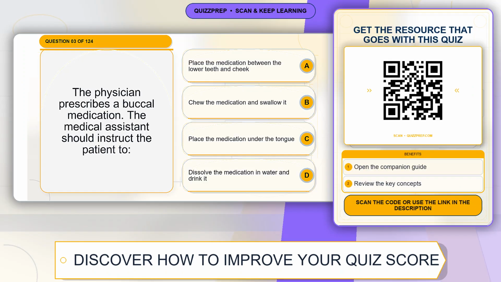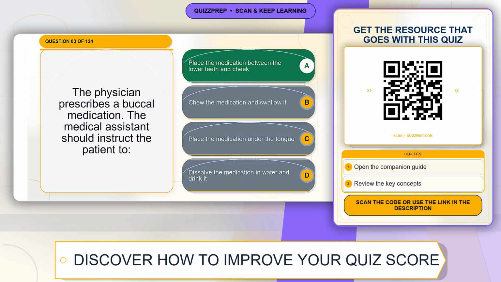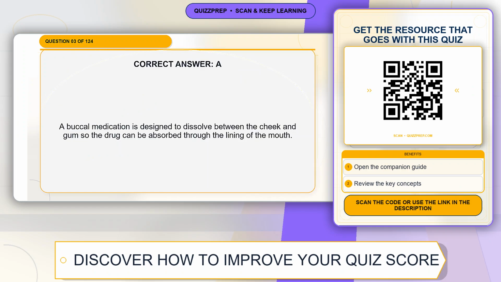Question 3. The physician prescribes a buccal medication. The medical assistant should instruct the patient to: Option A, place the medication between the lower teeth and cheek. Option B, chew the medication and swallow it. Option C, place the medication under the tongue. Option D, dissolve the medication in water and drink it. The correct answer is option A, place the medication between the lower teeth and cheek. Explanation. A buccal medication is designed to dissolve between the cheek and gum so the drug can be absorbed through the lining of the mouth.